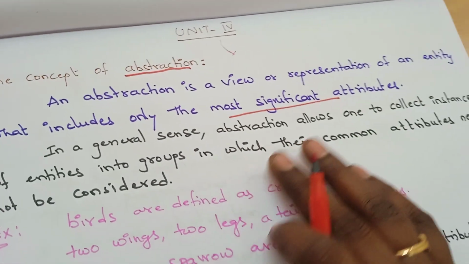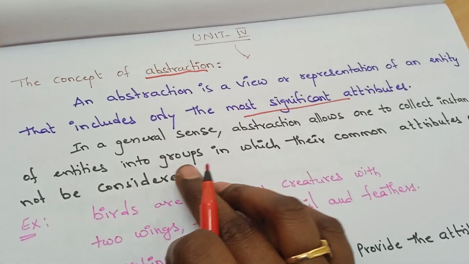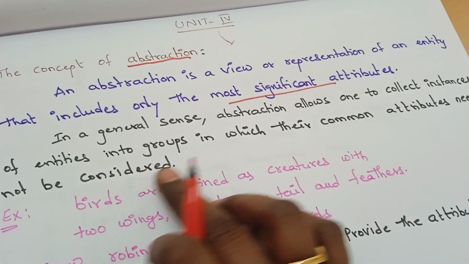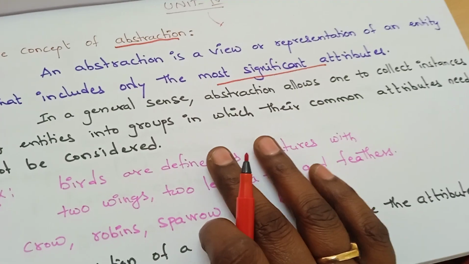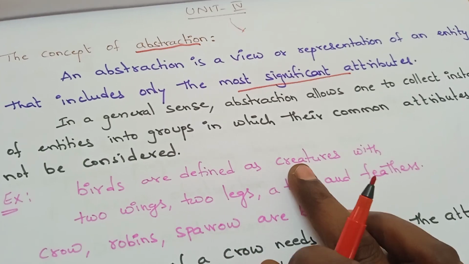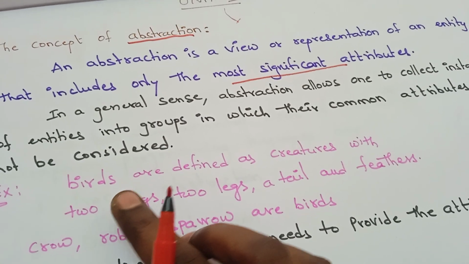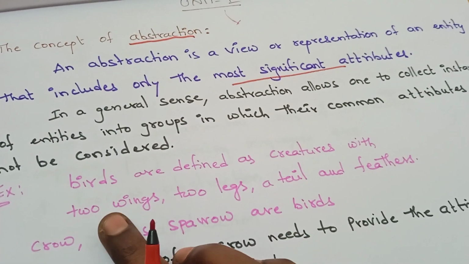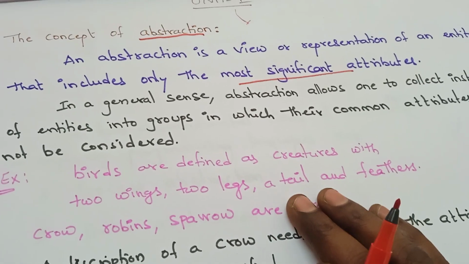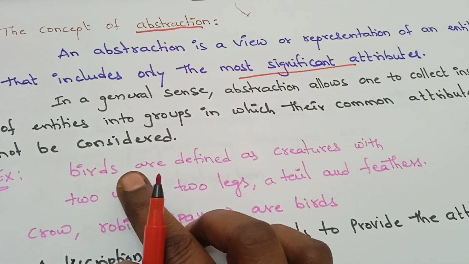In a general sense, abstraction allows one to collect instances of entities into groups in which their common attributes need not be considered. We'll see an example. Let us talk about some example. Birds are defined as creatures and birds have some attributes. I'm considering the attributes of birds which are two wings, two legs, a tail and feathers. So these are the attributes of birds.